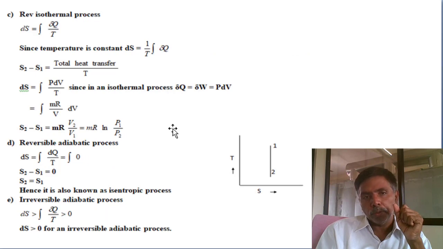Coming to the isothermal process, we know heat supply equals work done, so PdV by T, or mR by V, since P by T equals mR by V. The final equation is mR ln V2 by V1. For a reversible adiabatic process, dou Q is 0, so the change in entropy is 0. The reversible adiabatic process has one more name: isentropic process. Next, for an irreversible adiabatic process, the change in entropy is greater than dou Q by T, which means it is greater than 0.